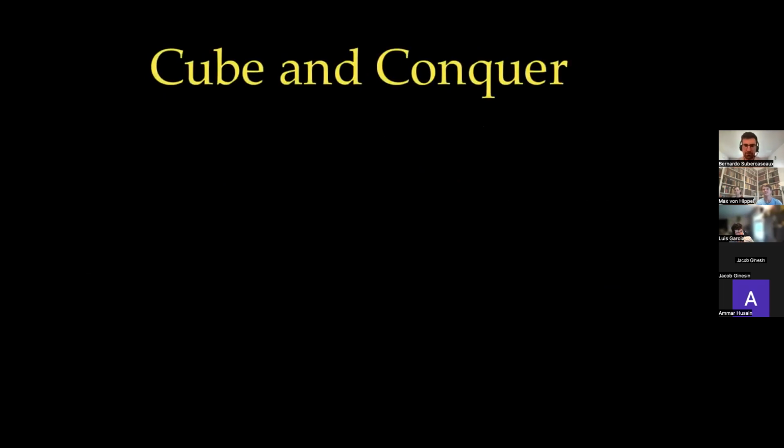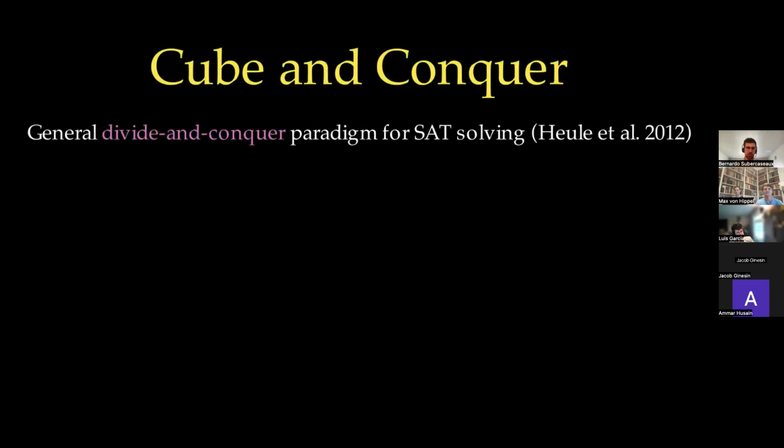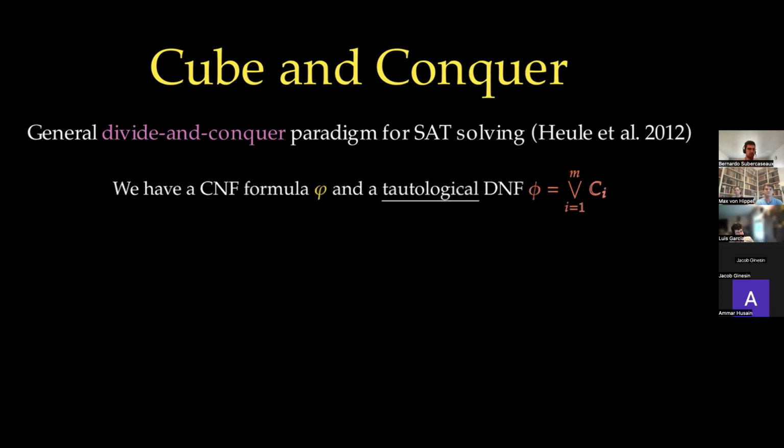And the next ingredient of our solution is called cube and conquer. It's a very general divide and conquer paradigm for SAT solving. It was introduced by my advisor about a decade ago, and it goes like so. You have a CNF formula phi to start, and you need a tautological DNF. That's just a disjunction of cubes. That's where the name comes from.